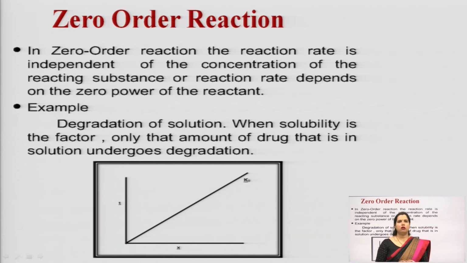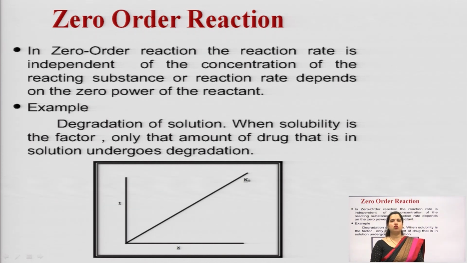In a zero order reaction, the reaction rate is independent. That means it does not depend on the concentration of the reactant participating in the reaction. So, in a zero order reaction, the reaction rate is independent of the concentration of the reacting substance, that is, the rate depends on the zero power of the reactant, right.